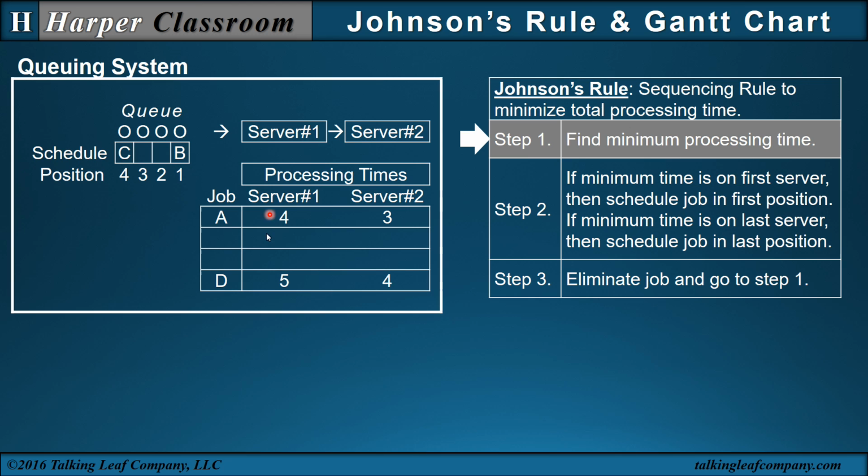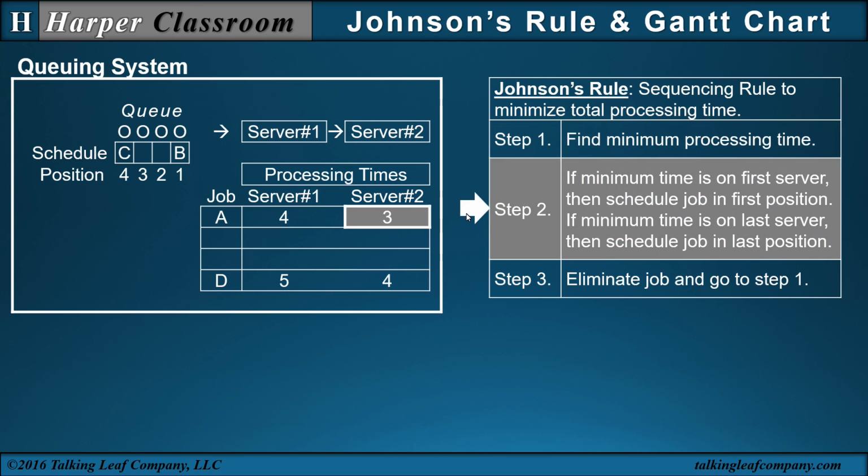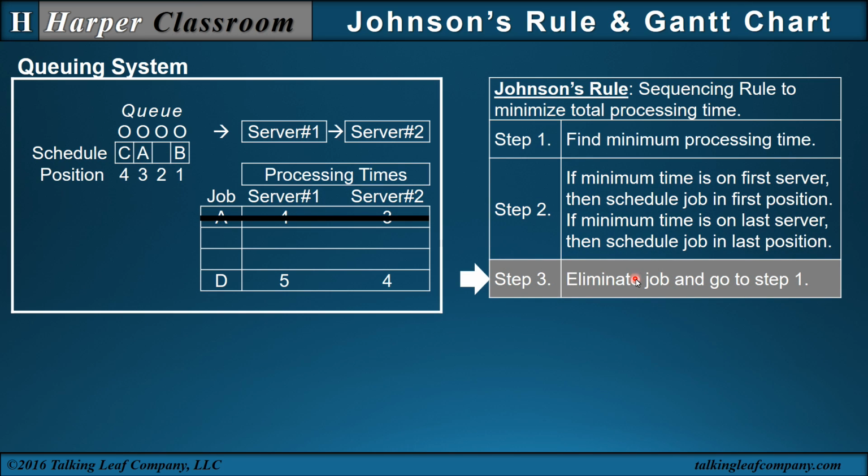Find the minimum processing time of the 4 remaining times and the 2 remaining jobs. The minimum time is 3. Step 2. Since the minimum time is on the last server, schedule A in the last available position. Step 3. Eliminate the job and go to step 1. But since we have only 1 position left and 1 job left, then we place that job in that position, and there's our Johnson's Rule schedule. And this schedule will minimize our total processing time.